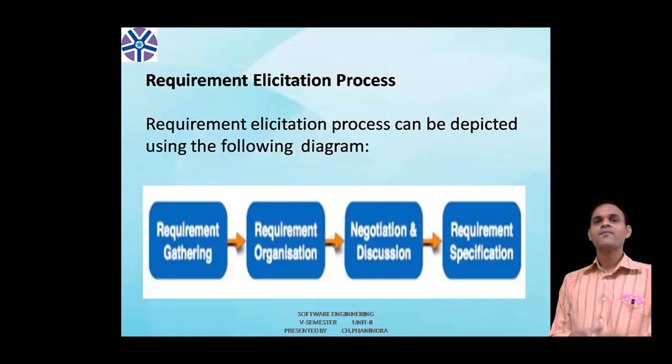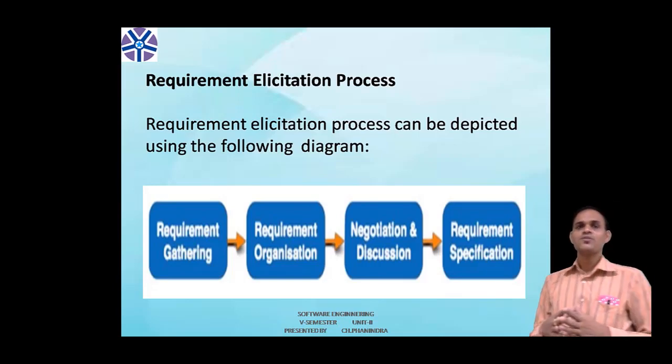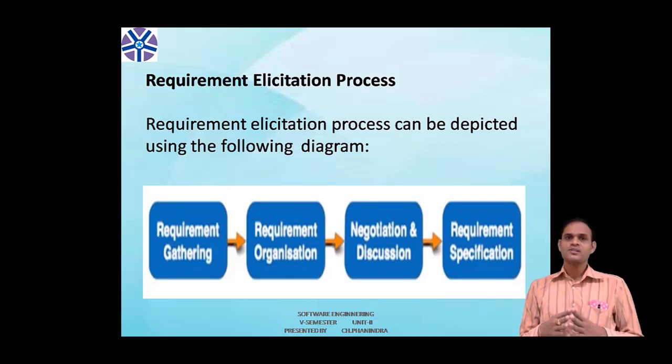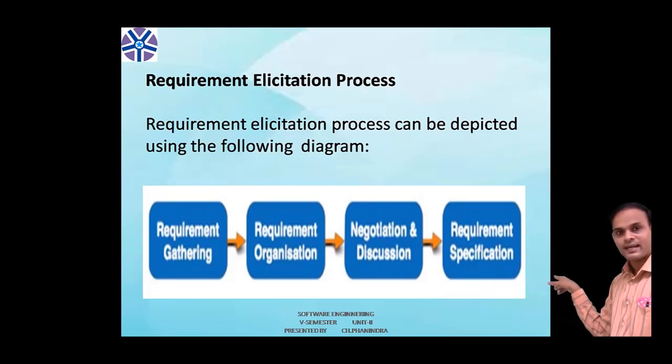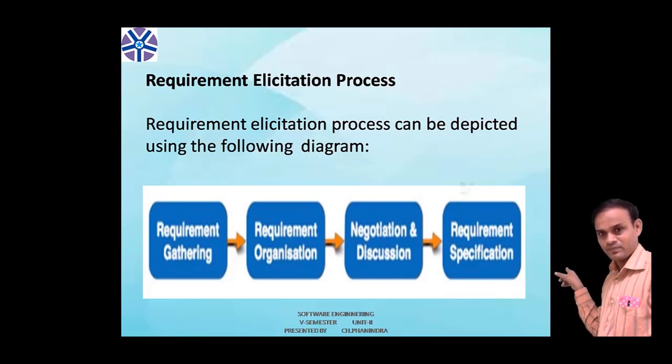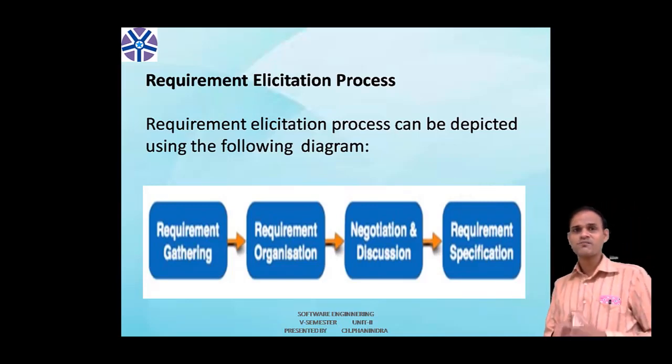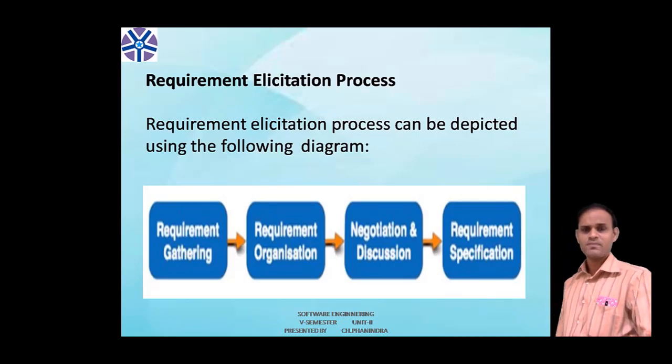Next, requirements elicitation. What is the requirements elicitation process? It can be depicted using the following diagram. The diagram has requirement gathering first, then requirement organization, then negotiation, and then requirement specification. These are the four steps you follow in the requirements elicitation process.